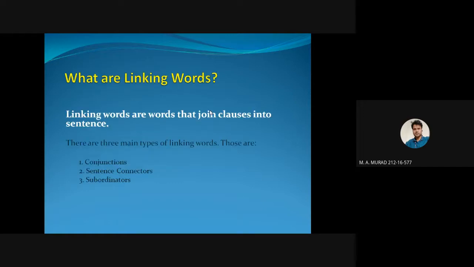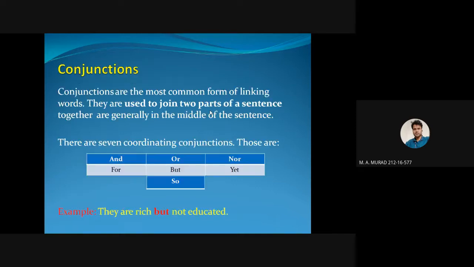Linking words are words that join clauses into sentences. There are three main types of linking words: conjunctions, sentence connectors, and subordinators.